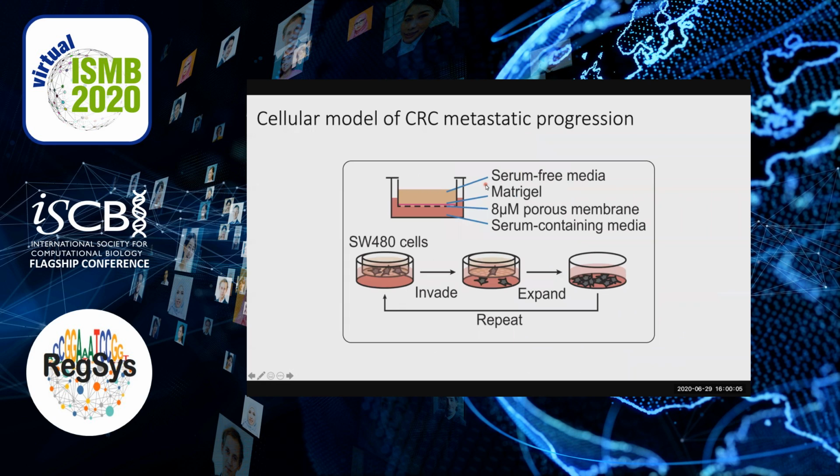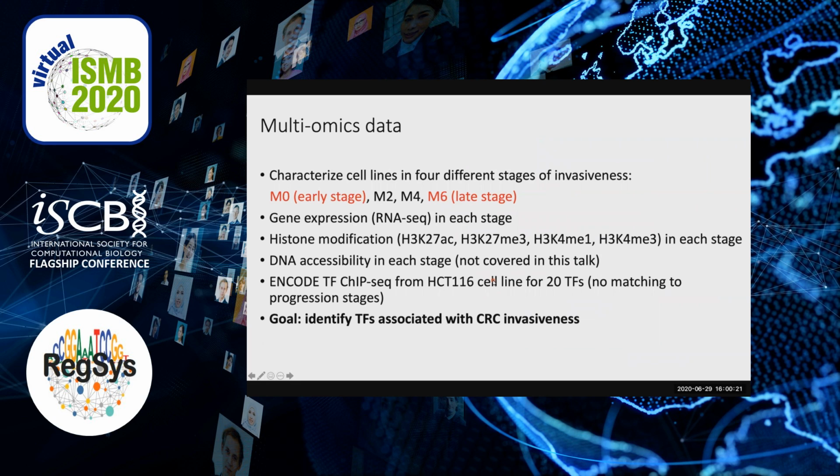For this purpose, our collaborators at Mayo Clinic provided us with the multi-omics data measured on an invasive subculture of SW480 cells that was established by repeated selection of cells that could invade through a porous membrane coated with Matrigel. The measured multi-omics data include gene expression, histone modification for 4 different histone marks, and DNA accessibility in 4 stages of colorectal cancer invasiveness. But in this project, we only use the data from the earliest stage and the latest stage, as well as the TF binding data from the ENCODE HCT116 cell line for 20 TFs.